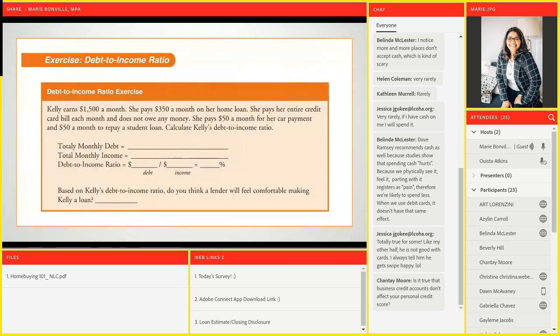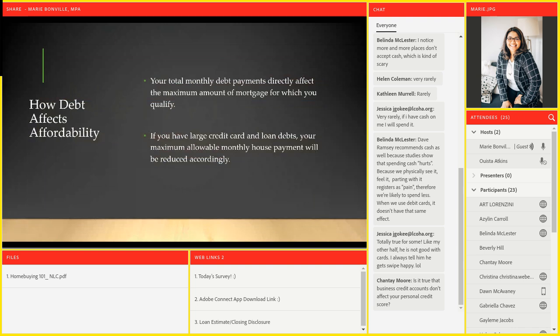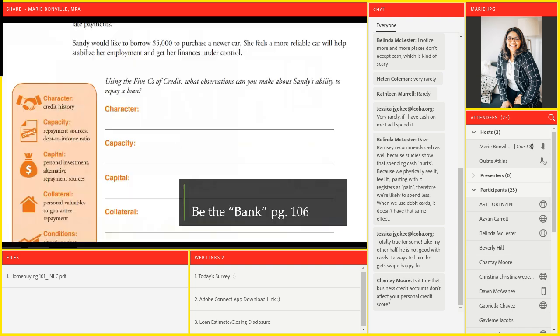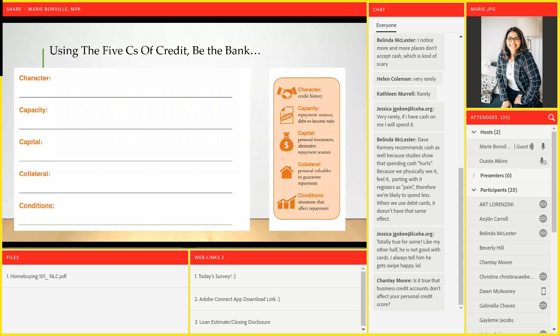Typically I have them practice using this particular exercise, and then we talk about affordability. I make them be the bank. I give them information about someone and tell them, let's talk about their character, their capacity, their capital, their collateral, and the conditions.